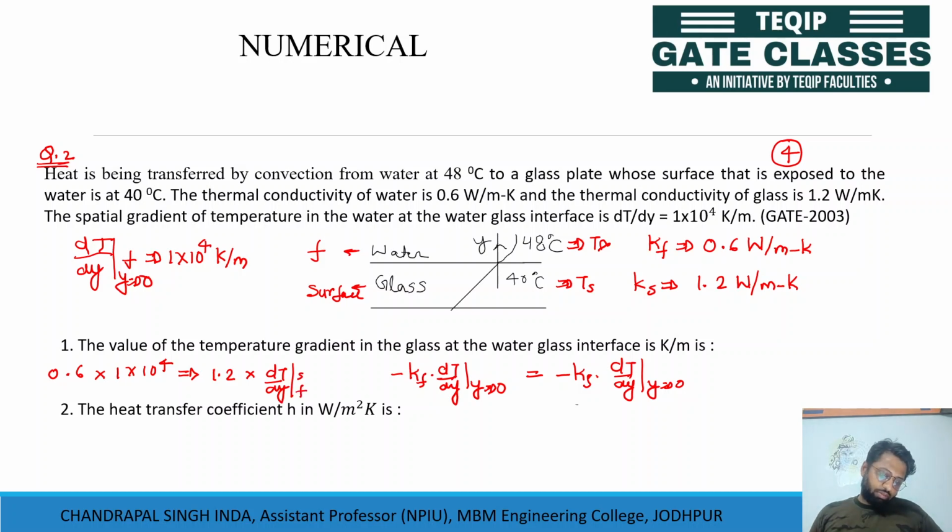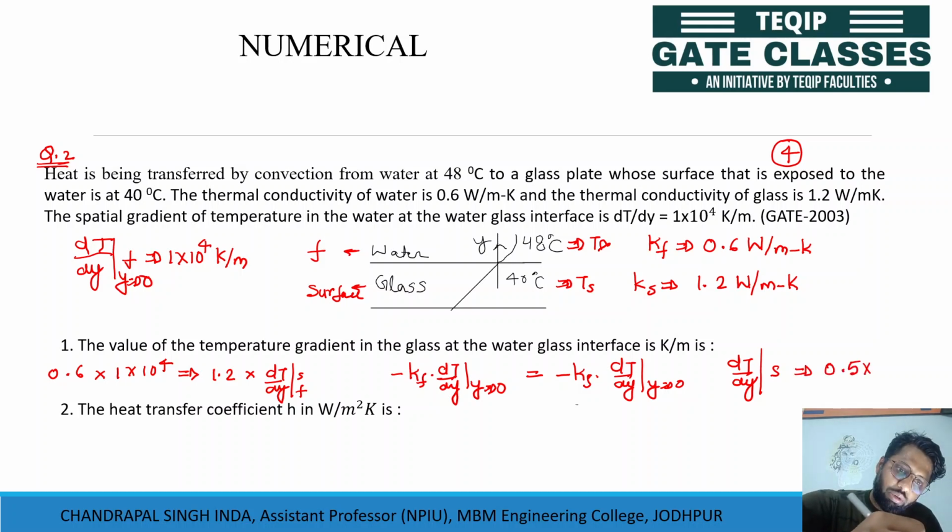So we will have dT by dy of solid is equal to 0.5 into 10 to the power 4 Kelvin per meter. So this is the temperature gradient of the glass at the water-glass interface. Now the second part is we have to find the value of the local convective heat transfer coefficient.